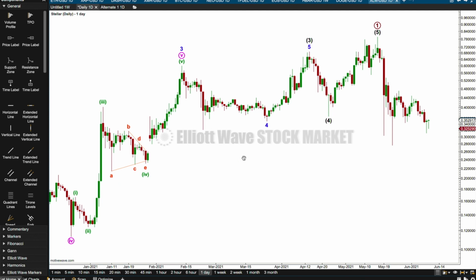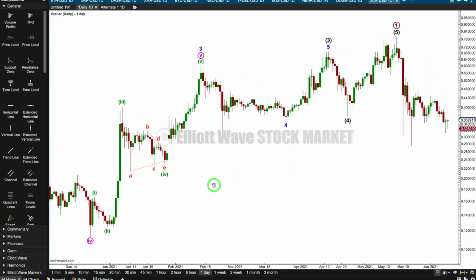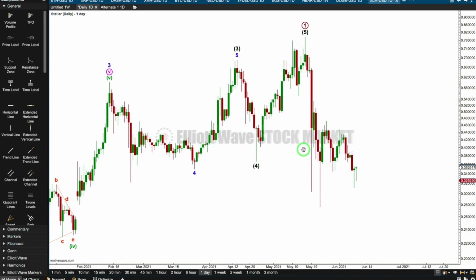Okay. Well, conclusion there is I can see a complete Elliott wave structure up to the last high for Stellar at 79 cents. And there's a huge bearish engulfing candlestick pattern on the weekly chart. It looks like it's in a second wave correction at primary degree.